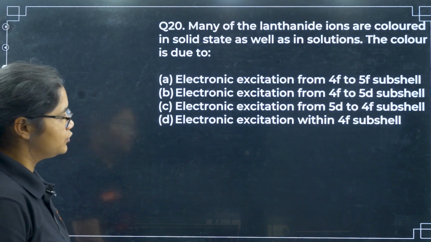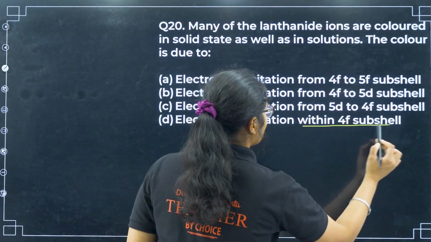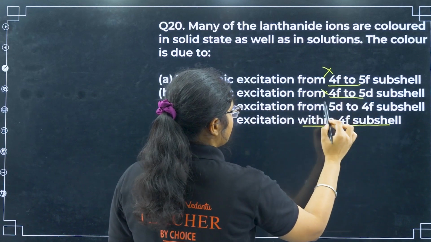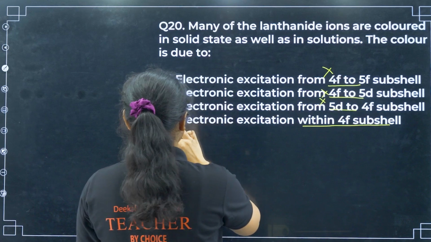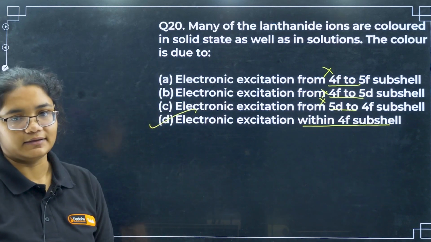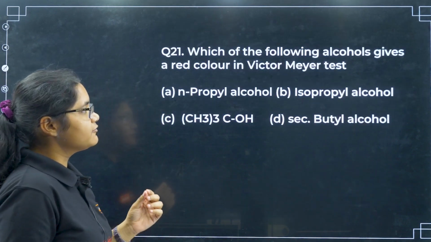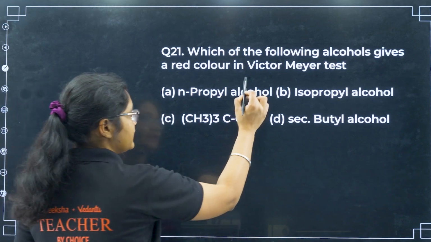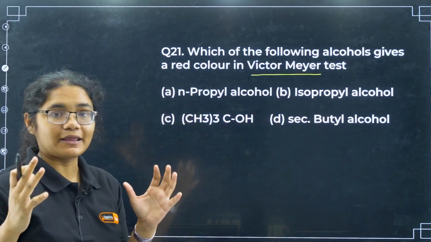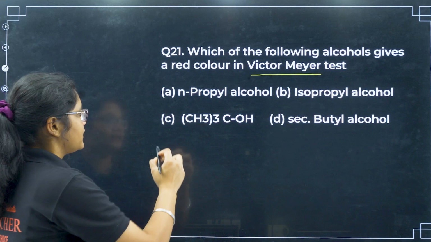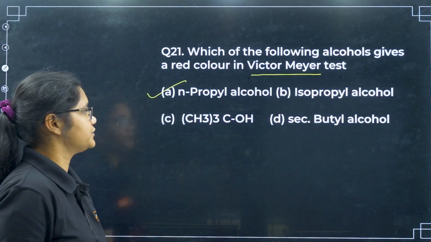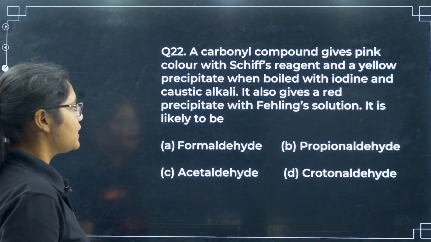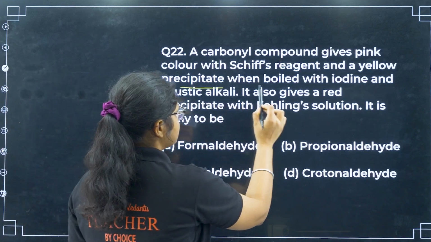The color is due to excitation 4F, 4F. Yes, that is option number D here. Okay. Which of the following alcohols gives a red color in Victor-Meyer test? In Victor-Meyer test, primary alcohols give that, so that is why n-propyl alcohol, option number A.